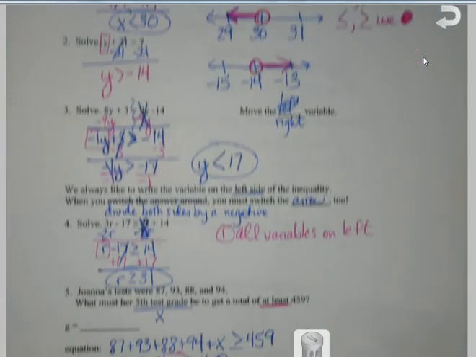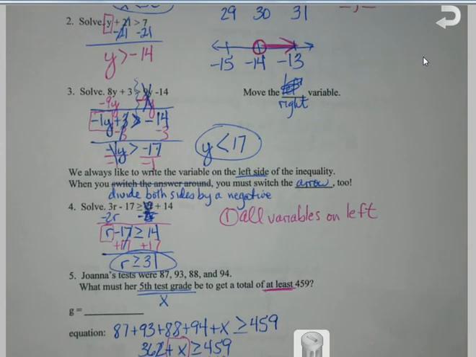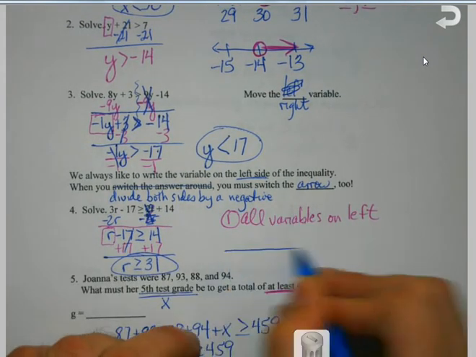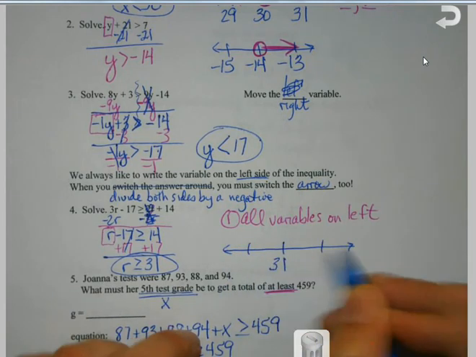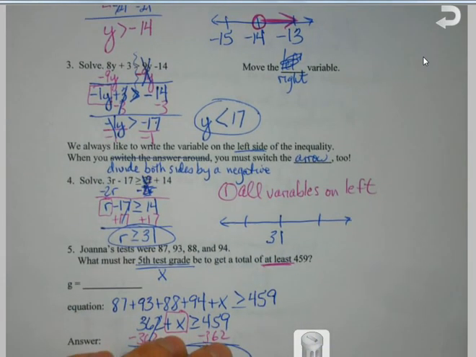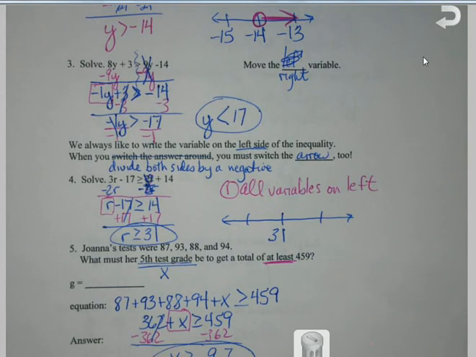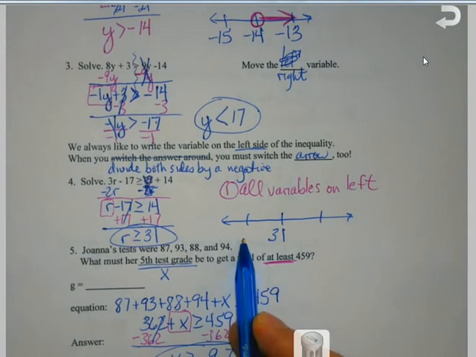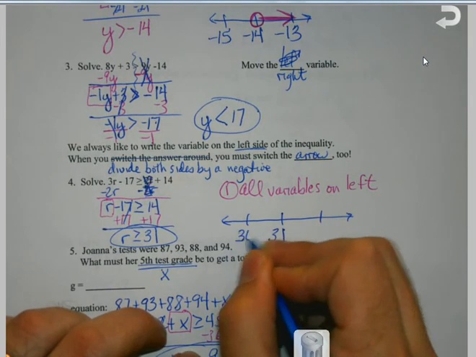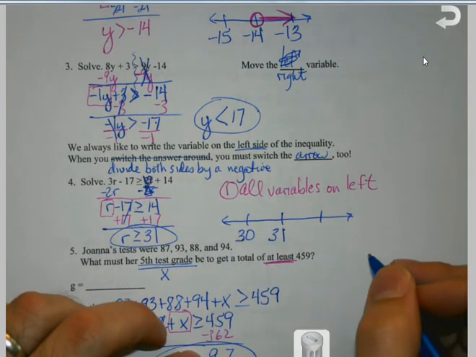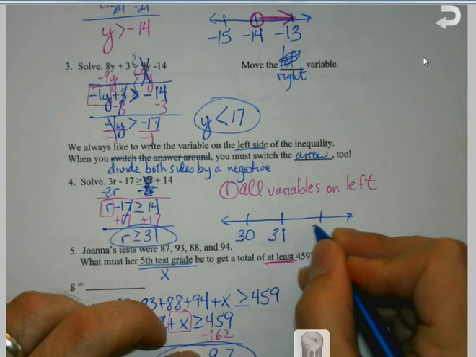And that's basically what we're up to. I'll do one more, and then we can work a couple on the homework. All right, I'm going to have you help me with some parts here. So if we move down to number 4, where we've got 31 in the middle, what number is going to be on the left? 30. And what about the number on the right? 32.